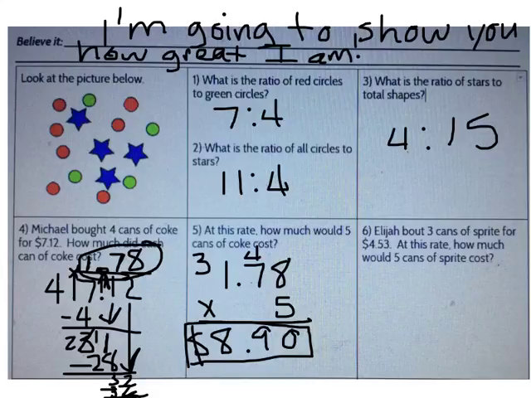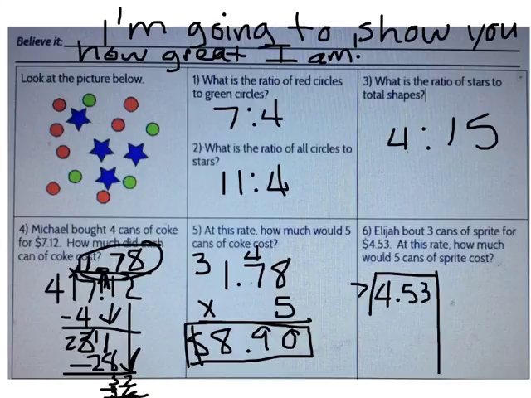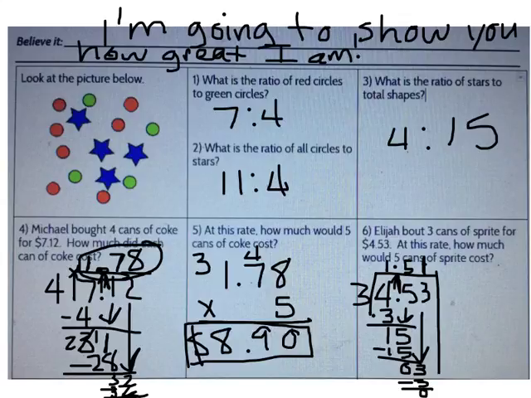Now let's try one of those problems entirely on our own. Elijah bought 3 cans of Sprite for $4.53. At this rate, how much would 5 cans of Sprite cost? Go ahead and find the cost of 1 can of Sprite by dividing $4.53 by 3.